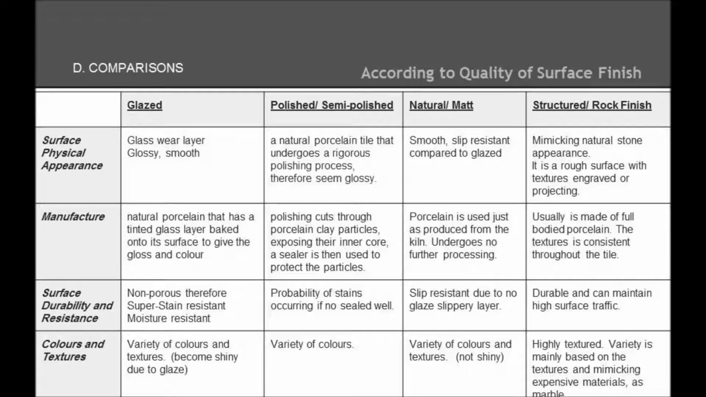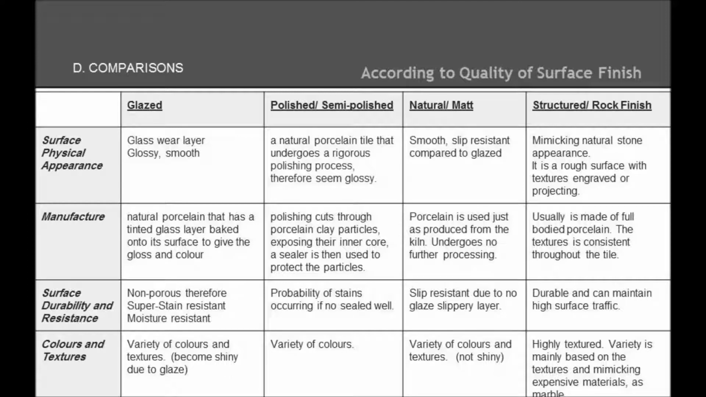Furthermore, there can be comparisons according to the quality of the surface finish. The glazed, polished, semi-polished, natural matte, and structured rock finish can be compared to each other according to surface physical appearance, manufacture, surface durability and resistance, and colors and textures. For example, in terms of surface physical appearance, the glazed is glossy and smooth, while the structured rock finish is mimicking the natural stone appearance, therefore it has a more rough surface that contrasts with the glazed.